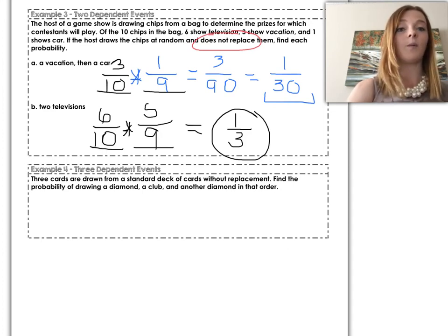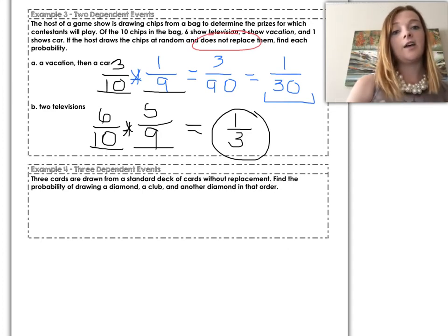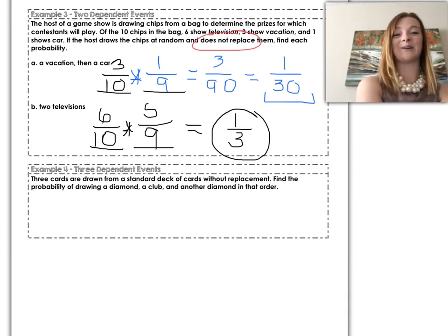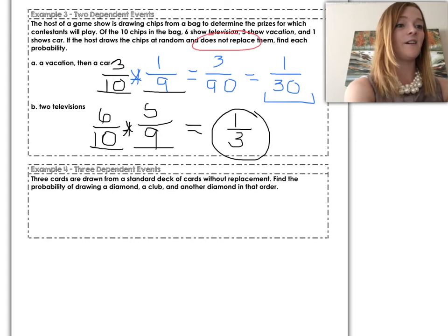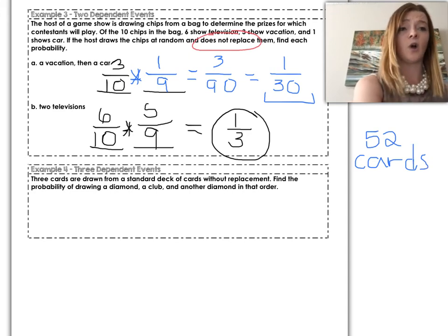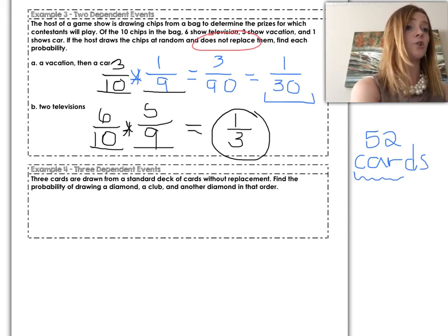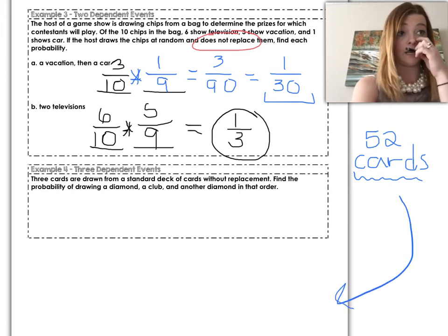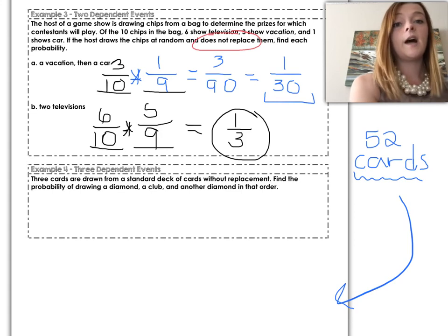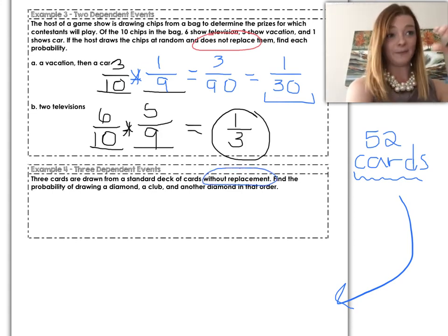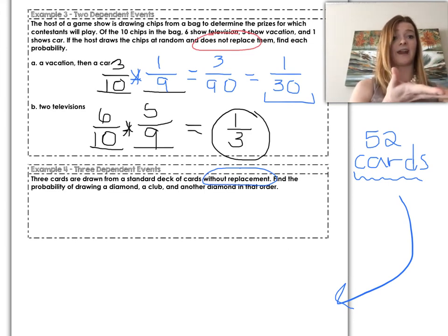So example 4, where we have 3 dependent events. 3 cards are drawn from a standard deck of cards, okay? Side note, important information. There are 52 cards in a deck of cards. If you do not know your information about decks of cards, please make sure you're making a little mental note, and maybe in the space provided here, record some facts about decks of cards, anything that I say that might be helpful. So they're drawn, and it's without replacement, aka every time I draw a card, it's going to affect the total number that I have.